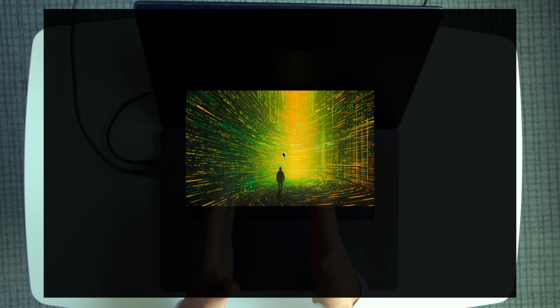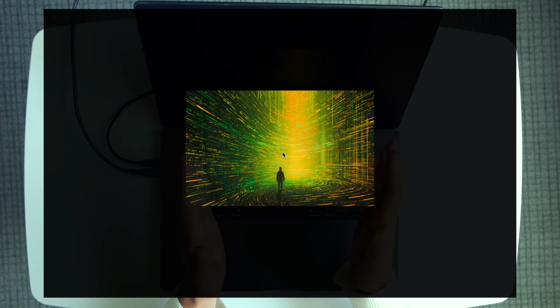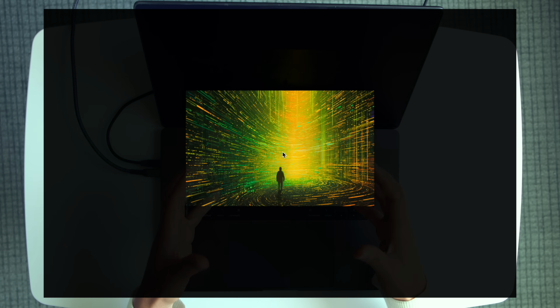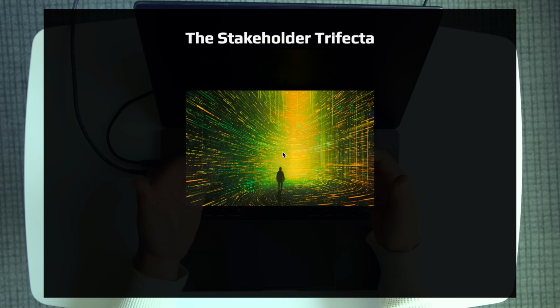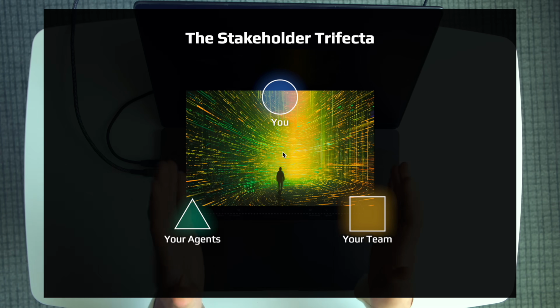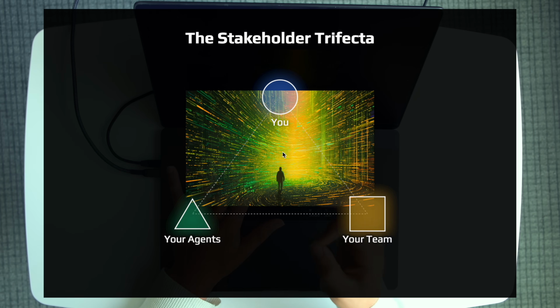The answer starts with a senior engineering mindset shift. You have to ask yourself, who am I creating these prompts for? It's not just for you. It's not just for your team. We're now engineering for 3 audiences: you, your team, and your agents. This is the stakeholder trifecta for the age of agents. This is the agentic shift that most engineers haven't yet made.